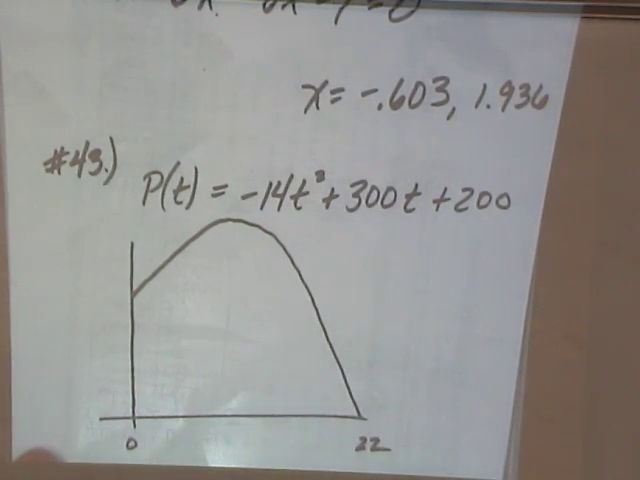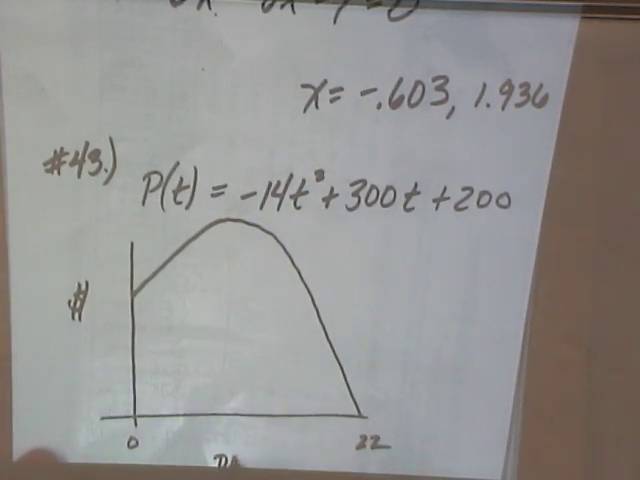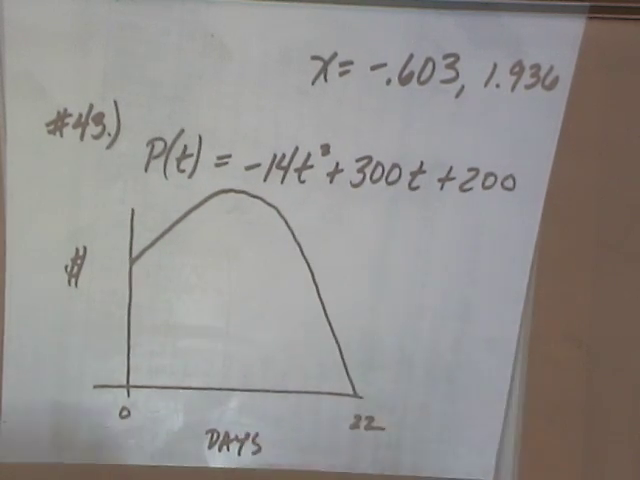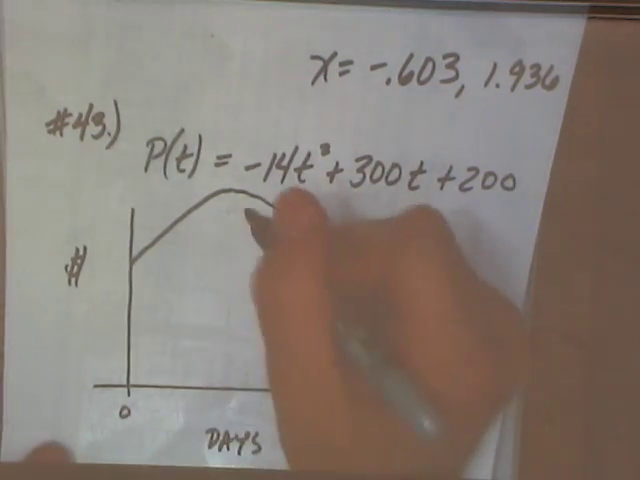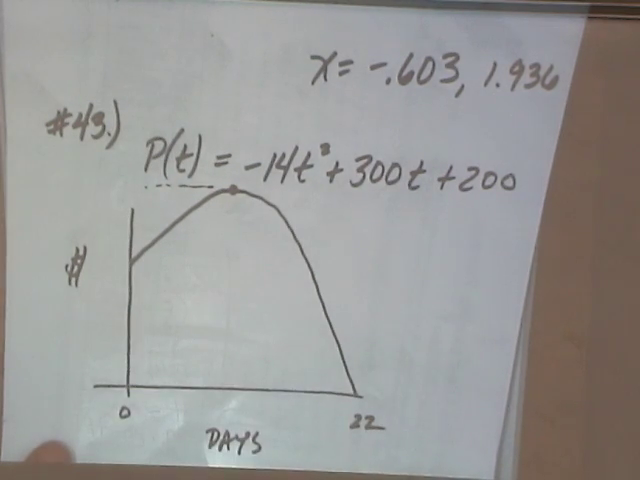Right? They want us to find, this is the dollars, this is the days, right? They want us to find what is the price of the stock at the time when it's worth the most. So wouldn't that be the highest dollar value? What's another name for that point? The what? Maximum, right? Or the vertex, right? Or the maximum. So let's plug this in our calculator.